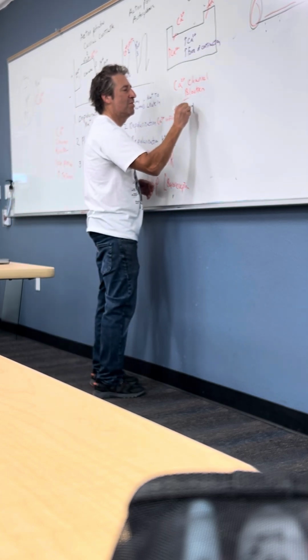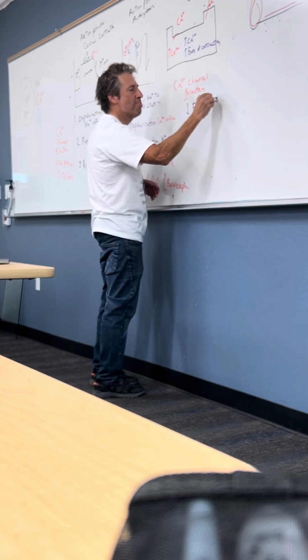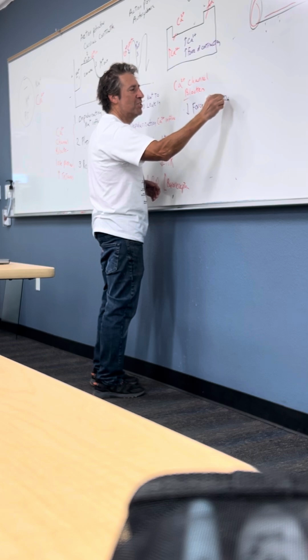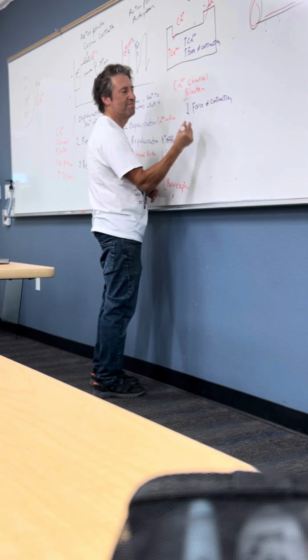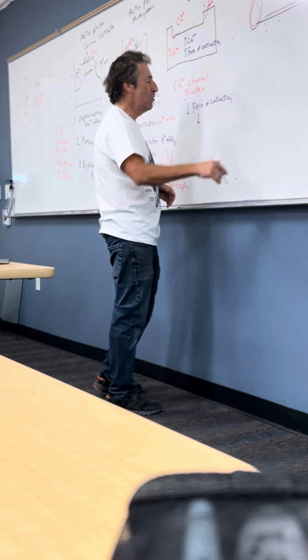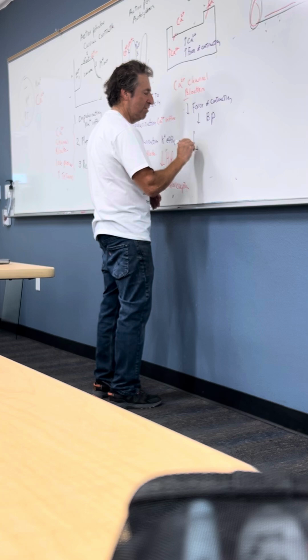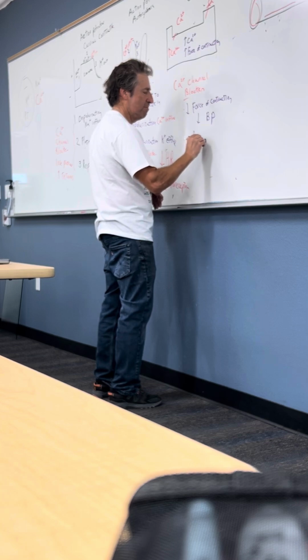Decrease force of contraction. What does that do to blood pressure? Decrease it. You see it over there, right? Force of contraction has to do with stroke volume. You're going to end up decreasing blood pressure. And of course, you will have a baroreceptor response.